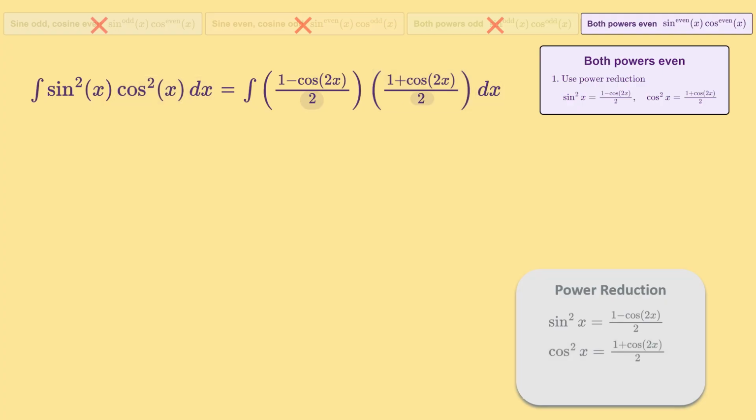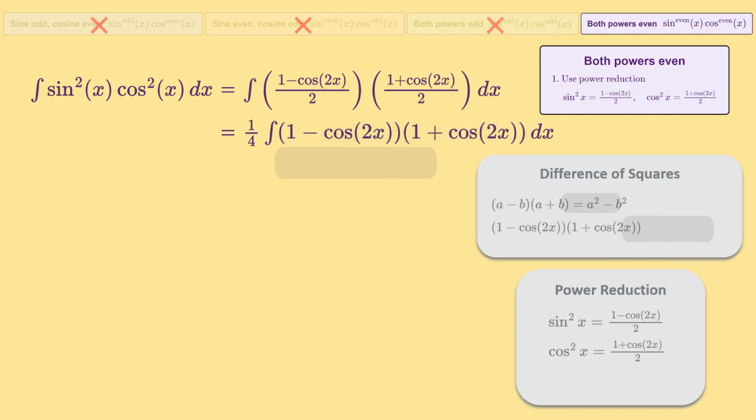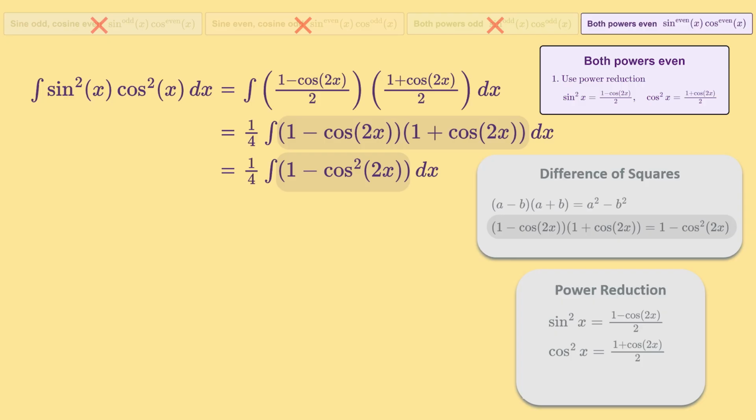Multiplying the denominators gives us 4 in the denominator, so we can move that 1 over 4 out in front of the integral. We now have 1/4 times the integral of the quantity 1 minus cosine of 2x times the quantity 1 plus cosine of 2x dx. This form is the factored form of the difference of squares. So we can replace this with 1 minus cosine squared of 2x. This now gives us 1/4 times the integral of 1 minus cosine squared of 2x dx.